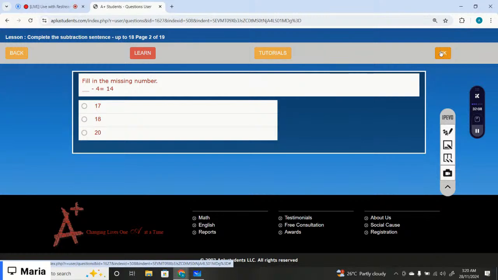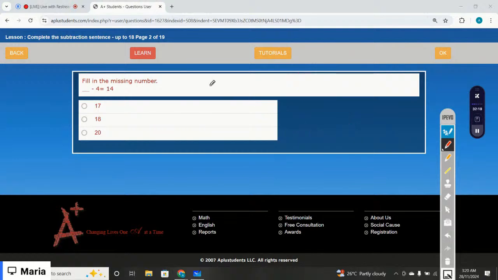Fill in the missing number. So now you can see the greater number is missing, right? Because you always subtract a smaller number out of the greater one. So the greater number is missing in this case, right? So you have to undo the operation, that is negative 4.